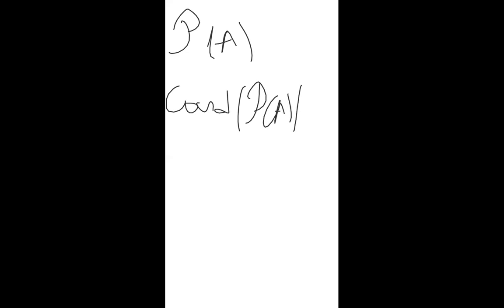We have the power set of A. It's just the collection of all subsets of A. And it's called the power set of A because the cardinality of the power set is 2 to the n, and this can be shown by induction. And then we have the Cartesian products. I guess everyone knows what Cartesian products are, at least for two sets. We'll cover the Cartesian product in a different section.